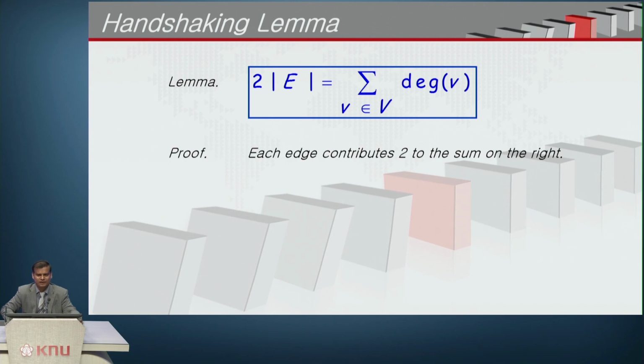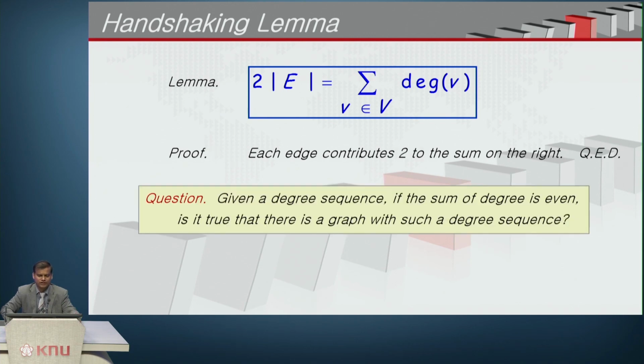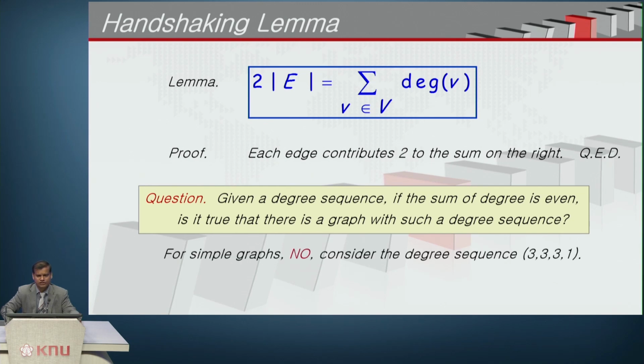Again, we can have a simple proof of this. Each edge contributes 2 to the sum on the right, so that's one thing, it's even. Given a degree sequence, if the sum of degrees is even, is it true that there is a graph with such a degree sequence? That's one question you can think about.